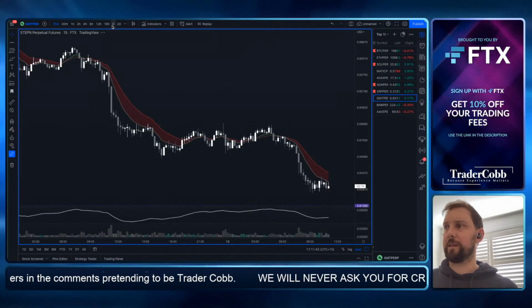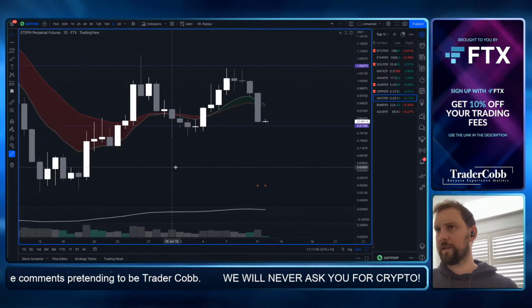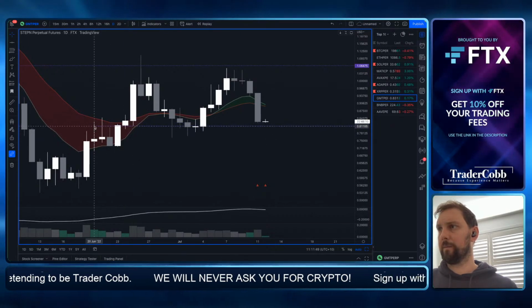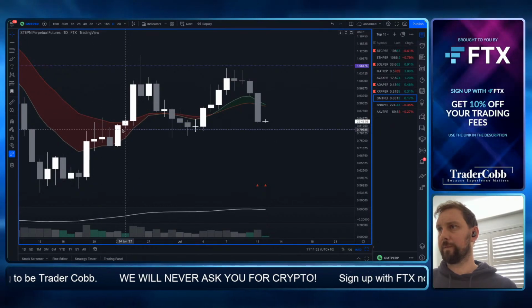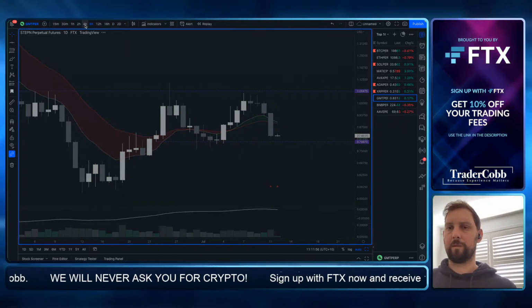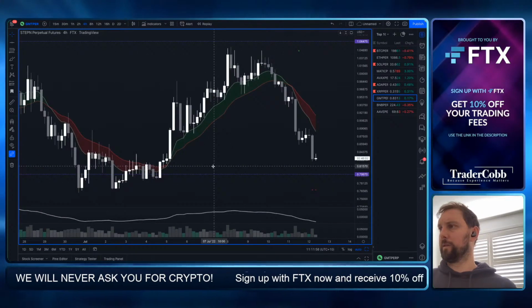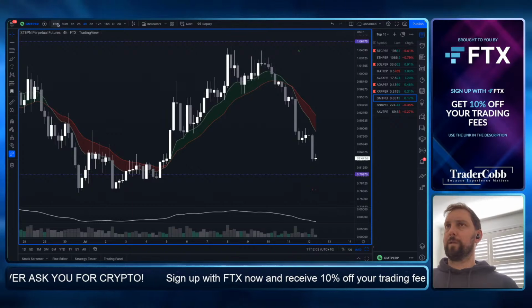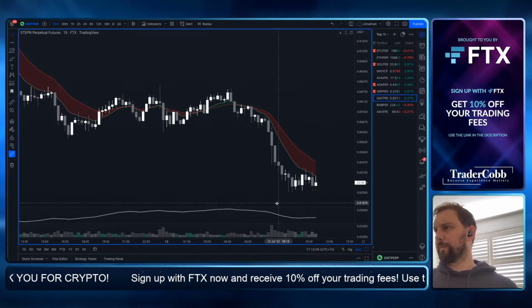All right, GMT next. GMT, another one coming into major resistance. Okay, let's have a look at the 4. Oh, really nice trend here on the 4. Let's have a look at the 15.